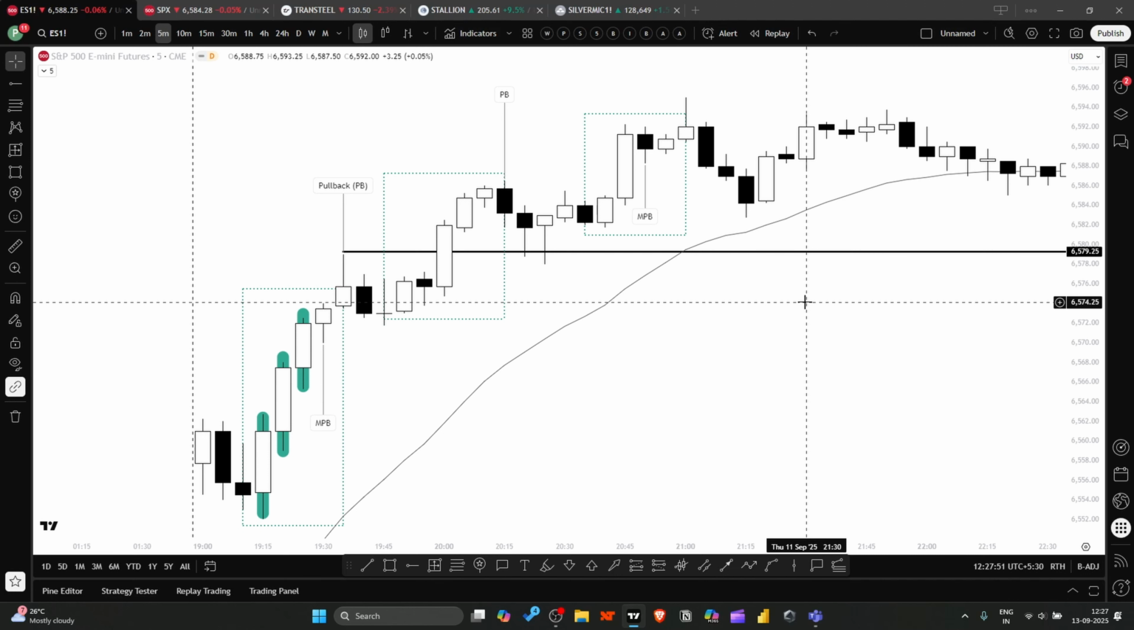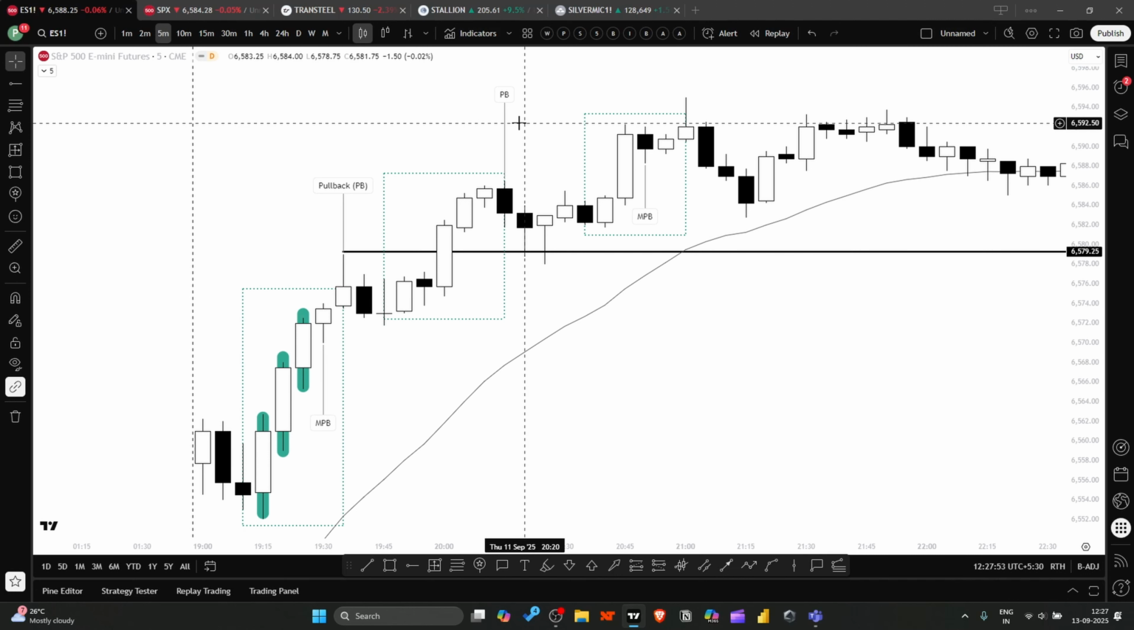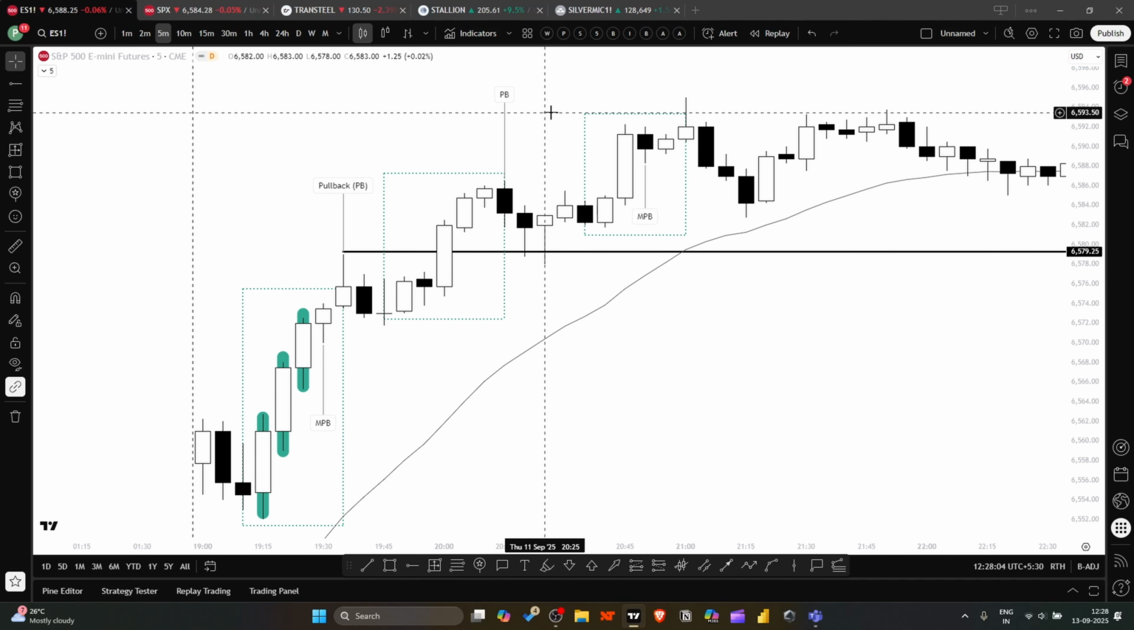Now, what is MPB count? Suppose within a spike, there were three MPBs, 3 micro pullbacks. Then MPB count is 3. If it was 4, it's 4. If it was 5, it's 5. If it was just 1, it's 1. If it was 0, then it's 0.